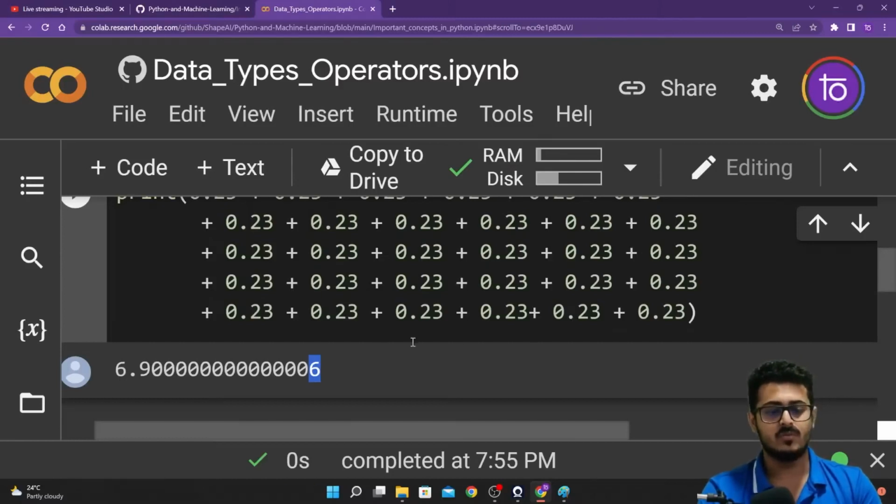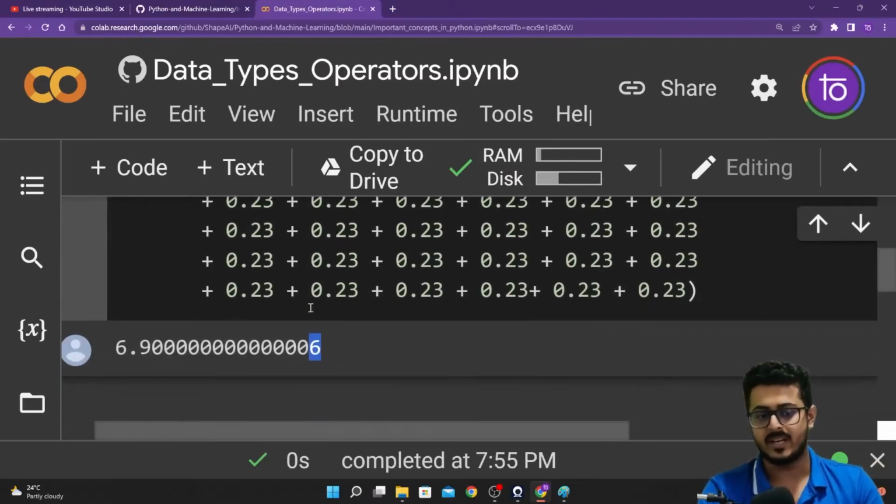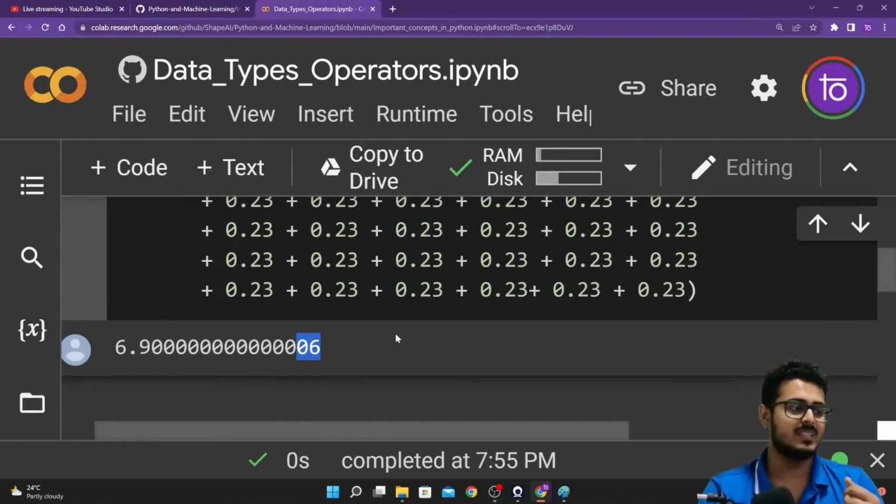So why is this happening? I added 0.23 30 times. The answer should be 6.9. Why is this 6 getting added at the very end? Why is this coming at the very end? We need to understand that.